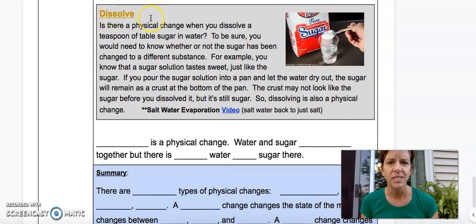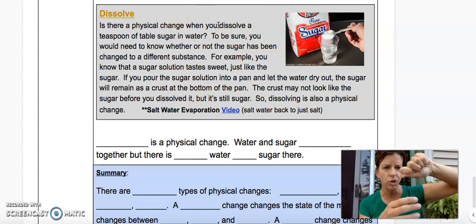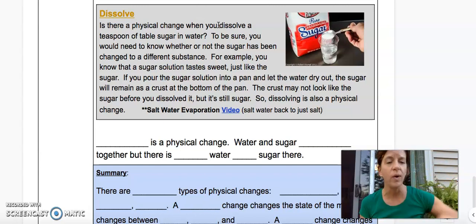Dissolving. Dissolving is the 3rd type of physical change. Okay? So here it says, is there a physical change when you dissolve a teaspoon of sugar in water? So you pour, like the picture, sugar in water, you stir it. Is that a physical change? Well, to be sure, you would need to know whether or not the sugar has been changed into something different, like salt or baking soda.